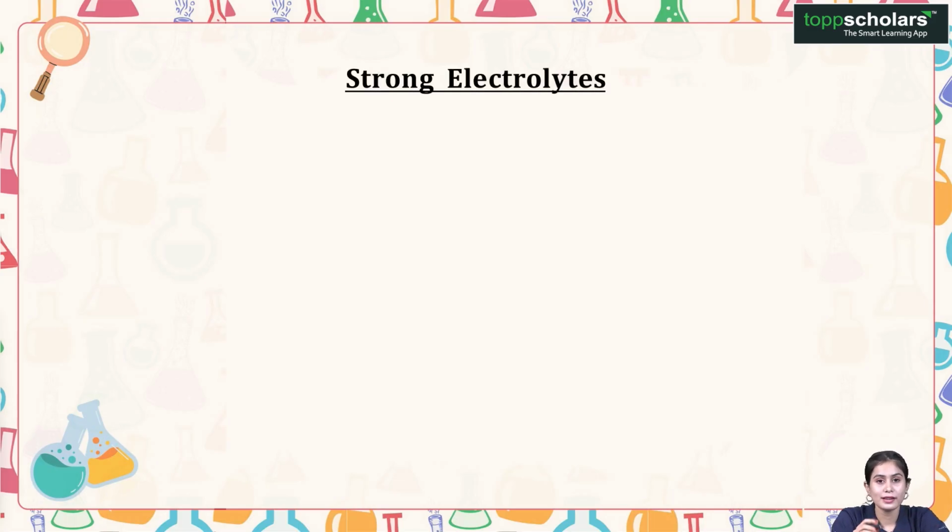So let's begin. Let's start with the strong electrolytes. What are the strong electrolytes? Like HCl, how do they dissociate? They dissociate completely to form H+ and Cl- ions. Correct? So how do we write that? H+, H1+. We usually don't write 1, but in electrolysis it is H1+ and Cl1-.